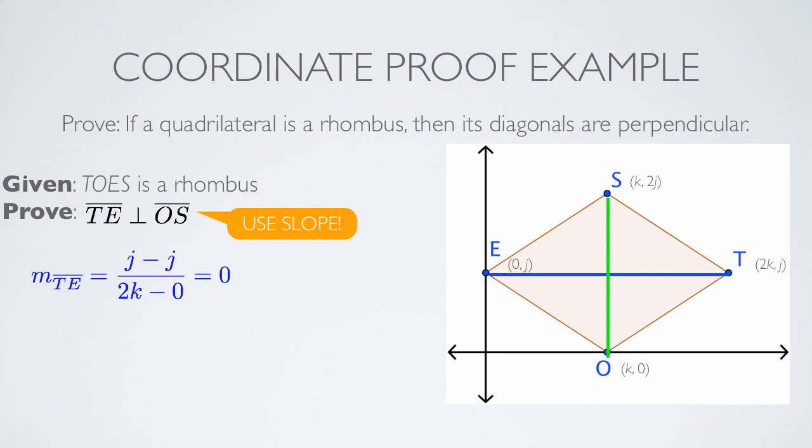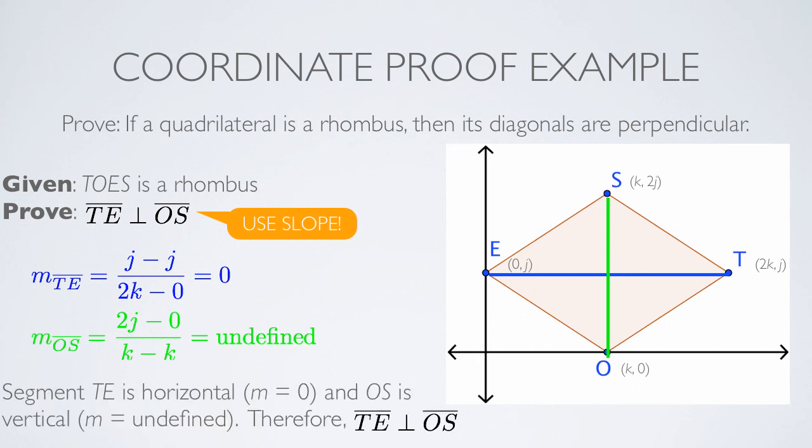So the blue segment, TE, has a slope of 0. The green segment, OS, has an undefined slope. We're dividing by 0. So segment TE is horizontal because its slope is 0. Segment OS is vertical because its slope is undefined, which means therefore segment TE is perpendicular to OS.